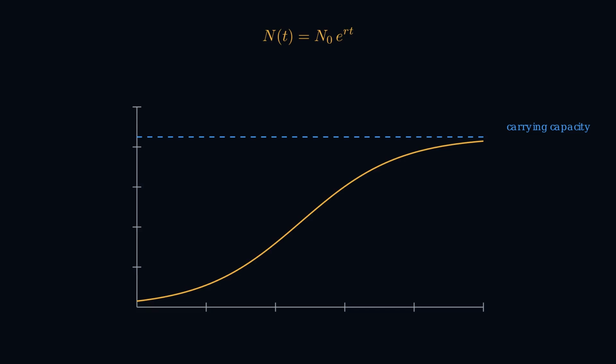Unconstrained population growth: N of t equals N naught e to the rt, where r is birth rate minus death rate. Of course, real populations don't grow forever. They hit resource limits, which gives the S-shaped logistic curve instead. But that curve is still built from e underneath.